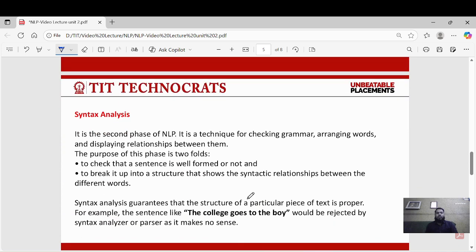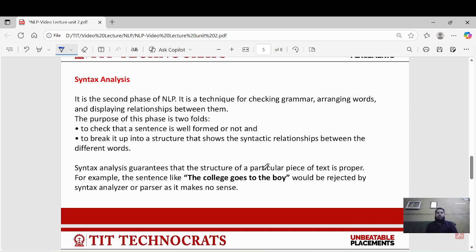Now the next phase is syntax analysis. Syntax analysis is the second phase of NLP. It is a technique of checking grammar, displaying relationships between words and arranging them. In this phase, the whole sentence is checked against the grammar, and whether the order of words is proper or not. The purpose of this phase is twofold. The first is to check whether the sentence is well formed or not, and the second is to break it up into a structure that shows the syntactic relationship between the different words.